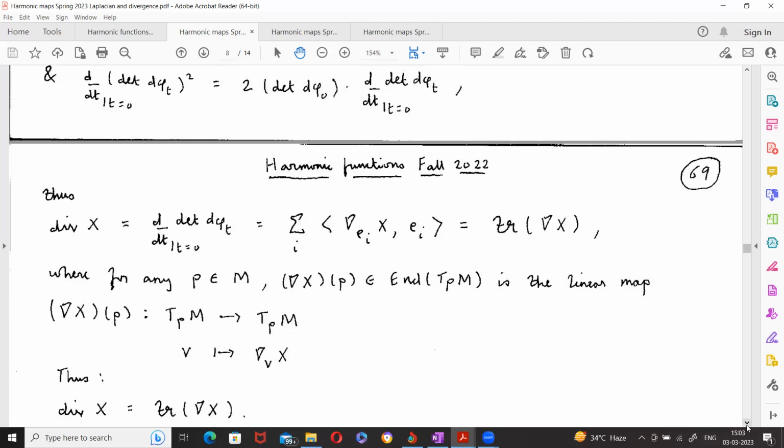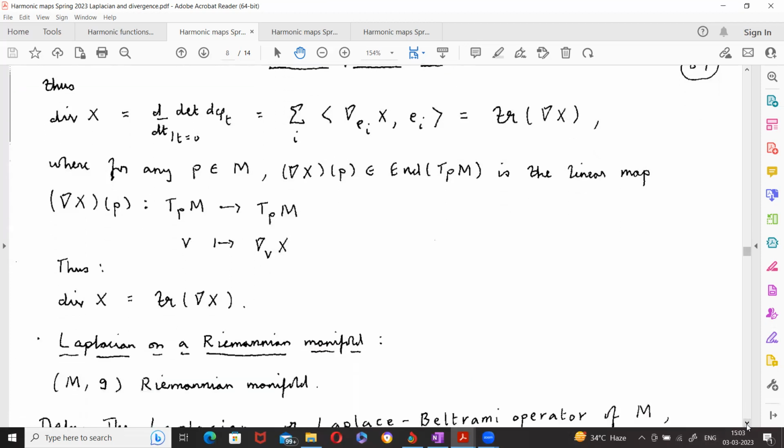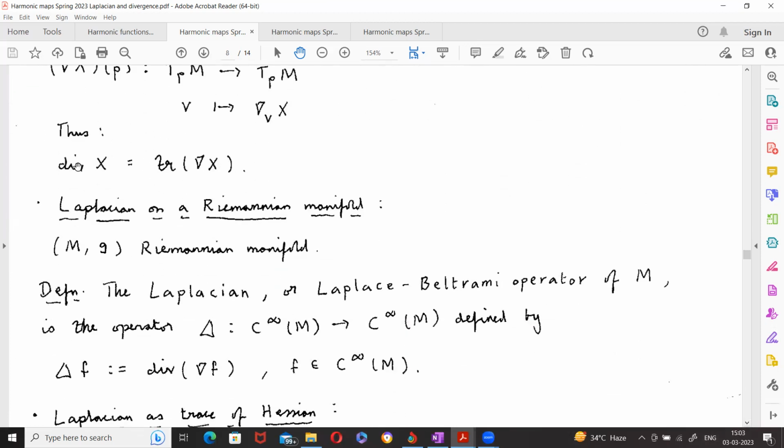Okay, so what I'm getting finally is that the divergence of x is the trace of nabla x. So this gives me another formula for the divergence.